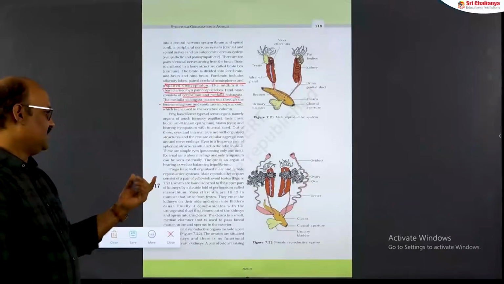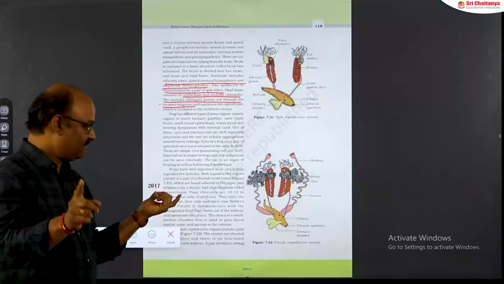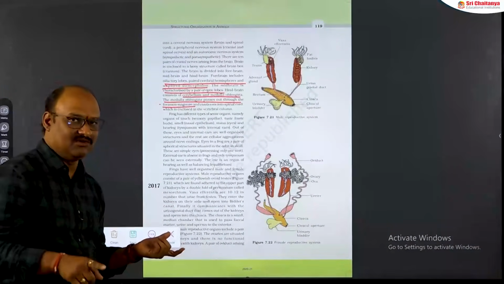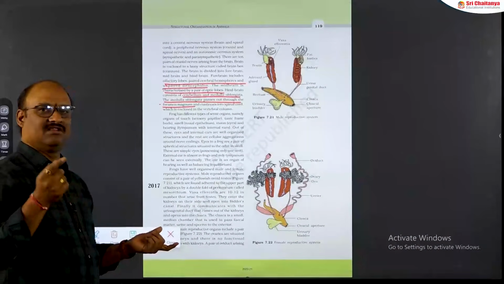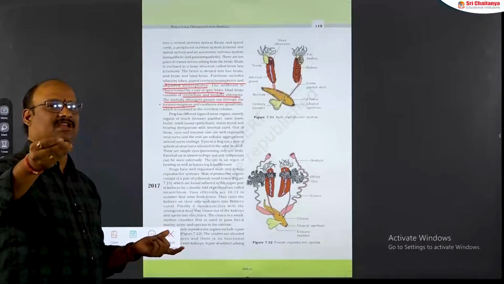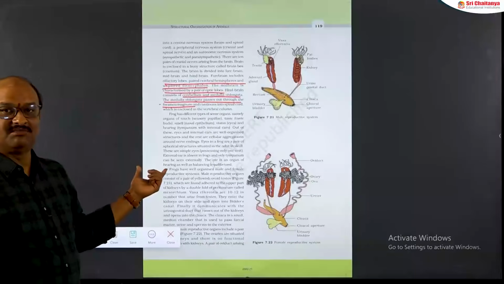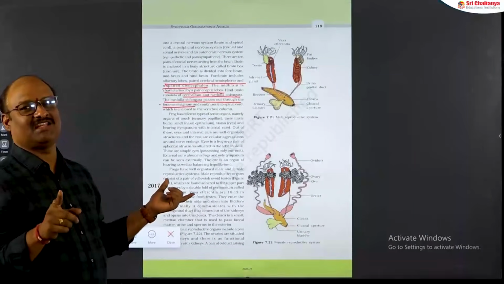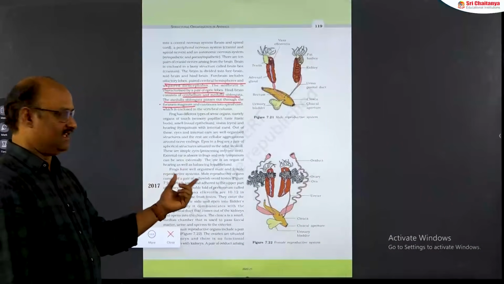And for the ears, external ear is absent but tympanum is present. Upper eyelid is immovable, lower eyelid is movable, which also has a thin membrane called nictitating membrane. Ear helps in both hearing and balance, because the ear has semicircular canals.